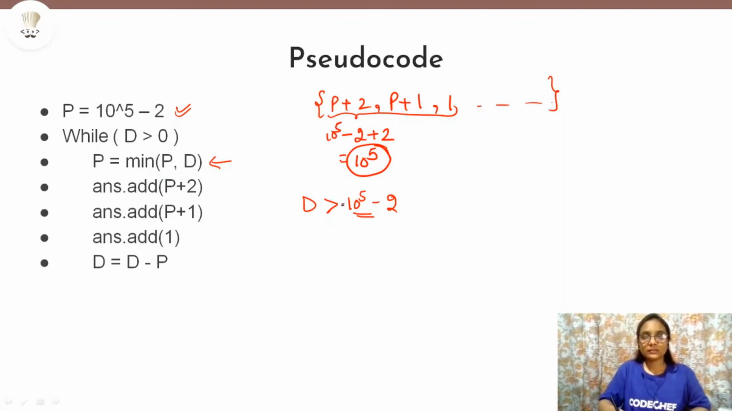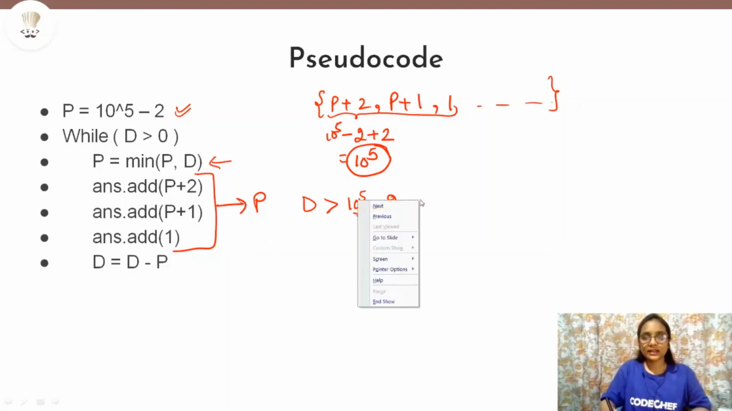And if your d is less than this number, then definitely d will be selected as p, and we will need just one single segment of p plus 2, p plus 1 and 1. Then each time we are just going to add p plus 2, p plus 1 and 1. This entire segment is going to contribute p to our answer. And then at last, we are supposed to subtract p from d.